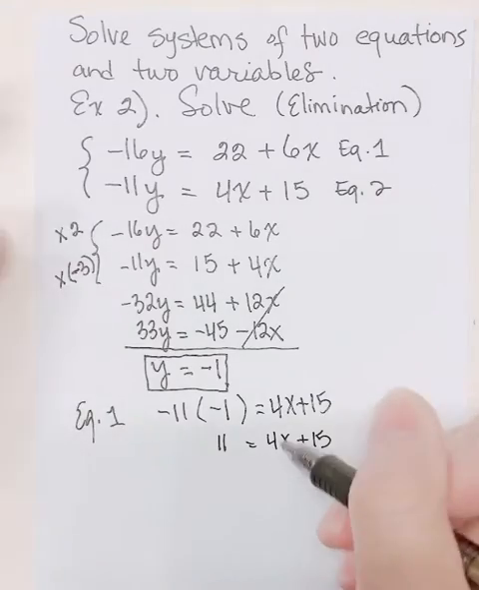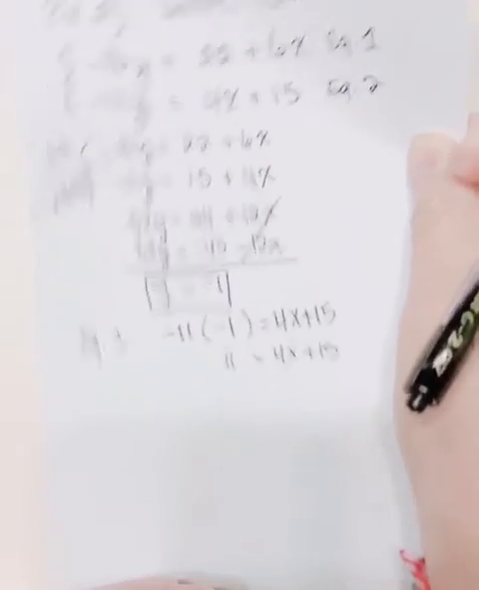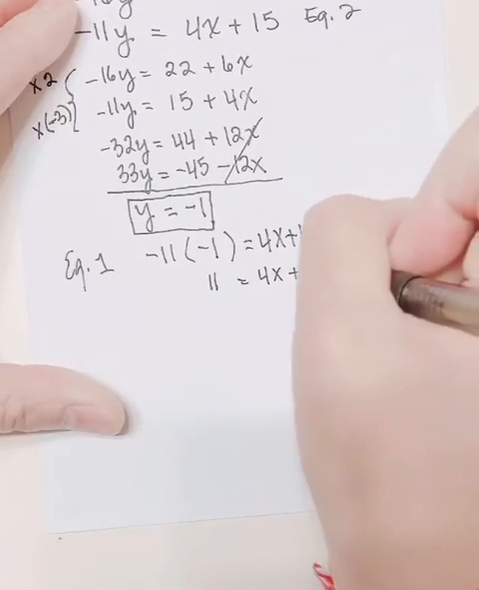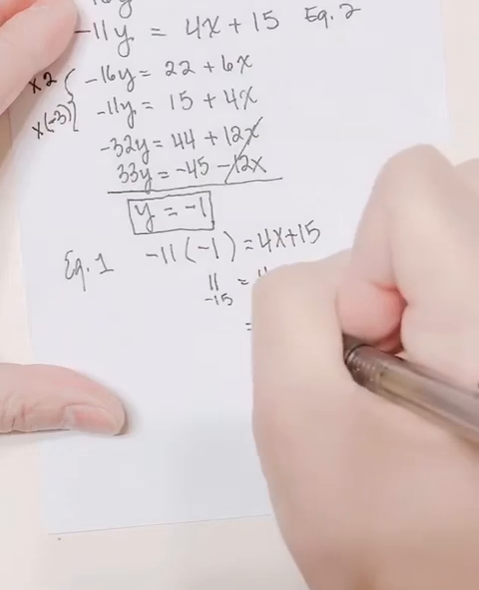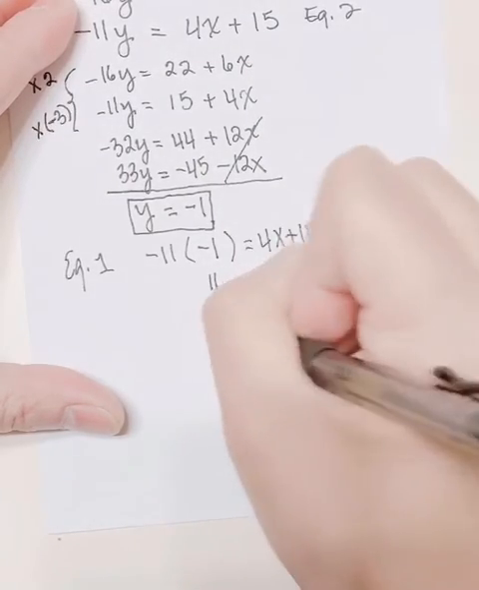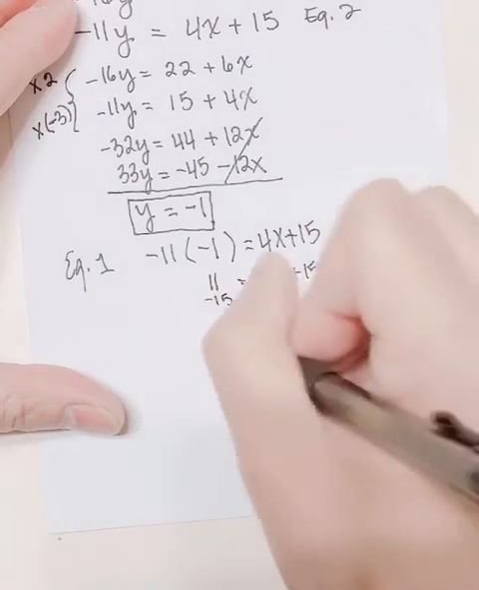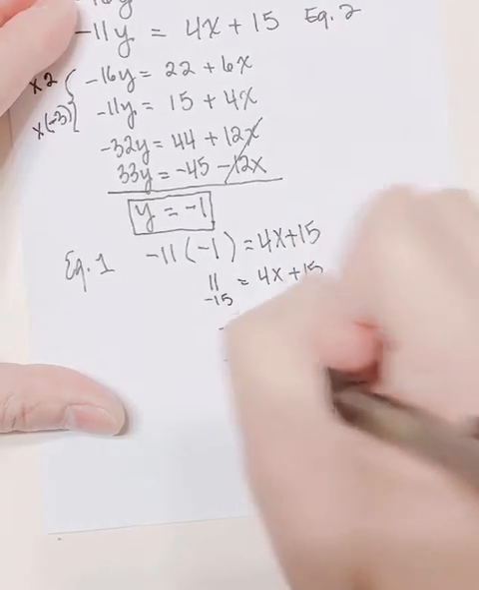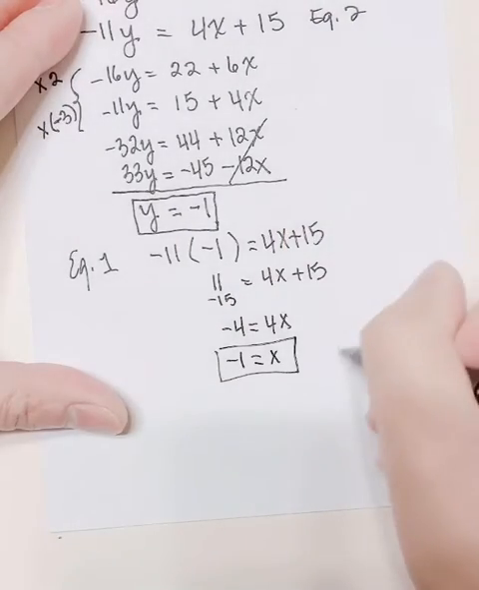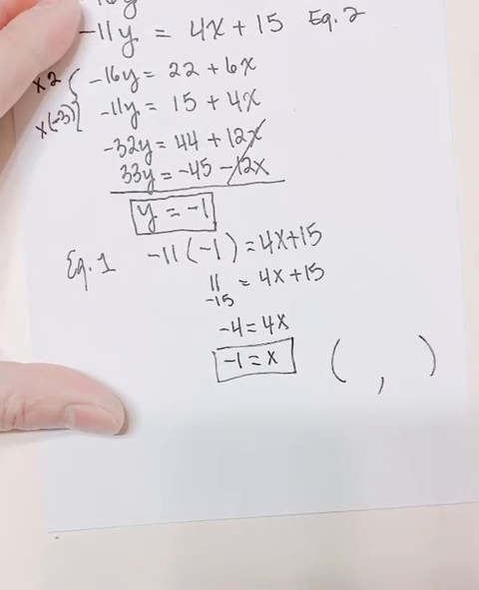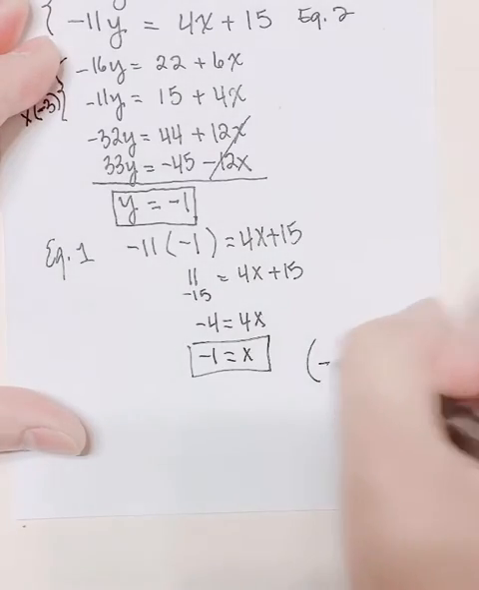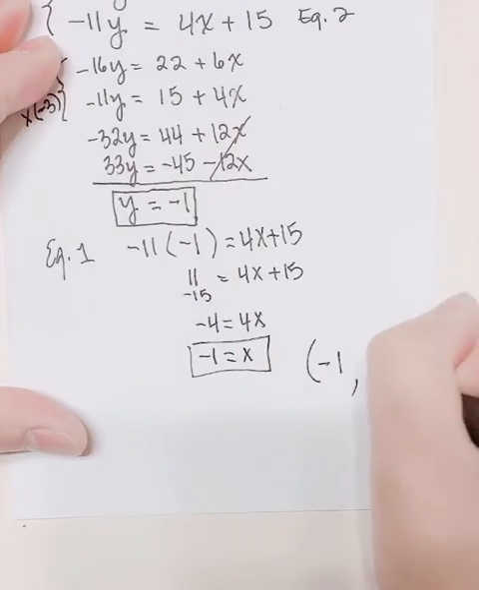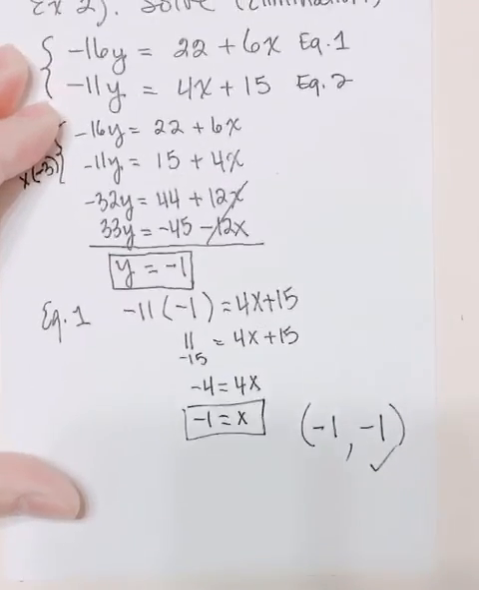To solve for x, I'm going to have to move the positive 15 over here by subtracting 15. So I would end up with 4x equals negative 4, and if I divide by 4 on both sides, x would be equal to negative 1, okay? So the coordinates for the intersection of these two lines would be, remember, we got to list the x first, so negative 1, and the y happened to be the same, so it's negative 1 as well. So this is your solution to this system using elimination.